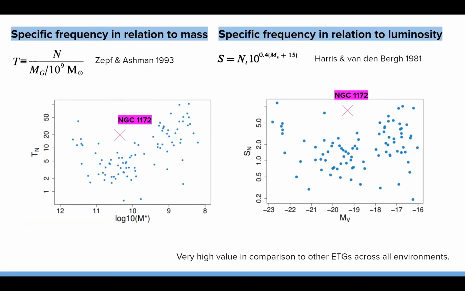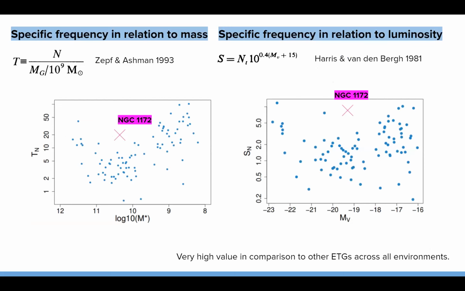So the other thing that we look at in NGC 1172, like I said, is the specific frequency. The specific frequency is a parameter that can be quantified in relation to the stellar mass of the galaxy, or to the luminosity of the galaxy. It should give us a similar idea of how efficient the galaxy has been at forming globular clusters in relation to how efficient it's been at forming stars. That's the main idea of specific frequency.